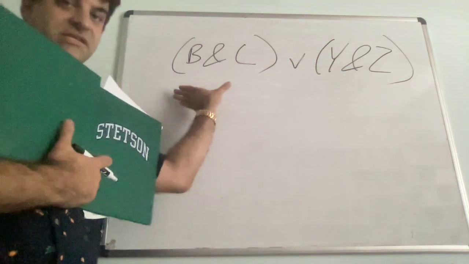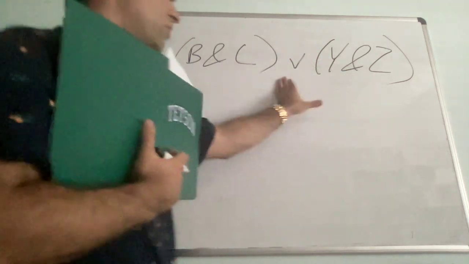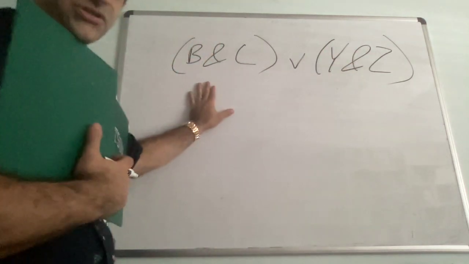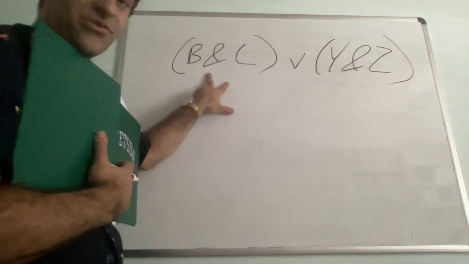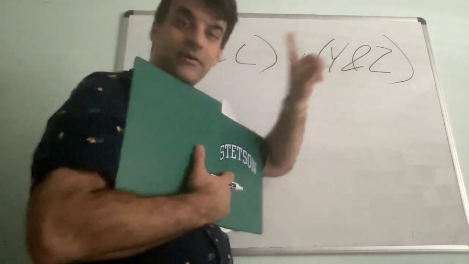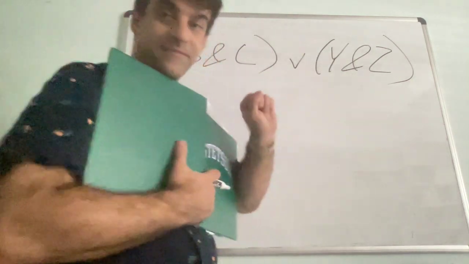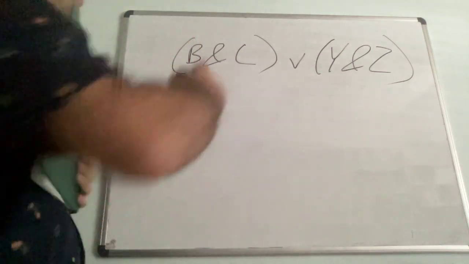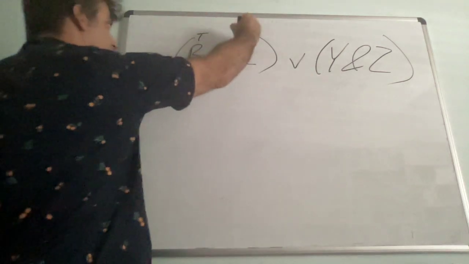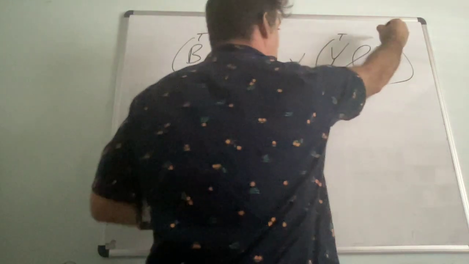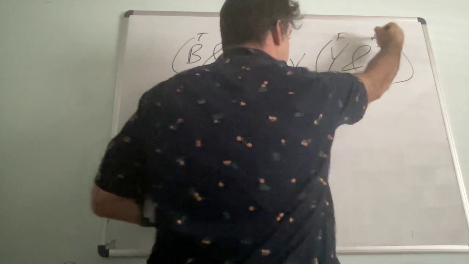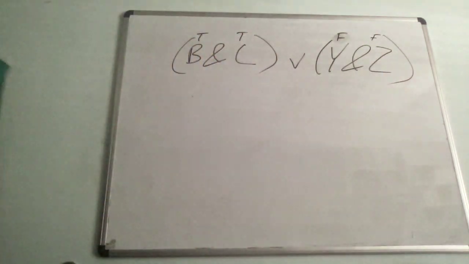So this whole statement says this is true or this is true, okay? They both happen to be conjunctions. Either these two are here or these two are here. Now remember, we take B and C to be true. We take Y and Z to be false. Okay, so how does the or statement shake out with that? Okay?